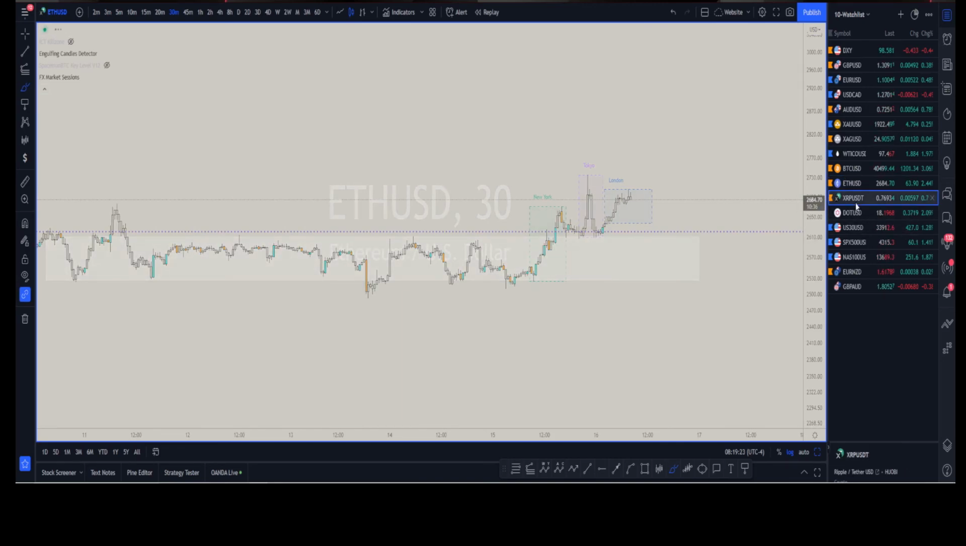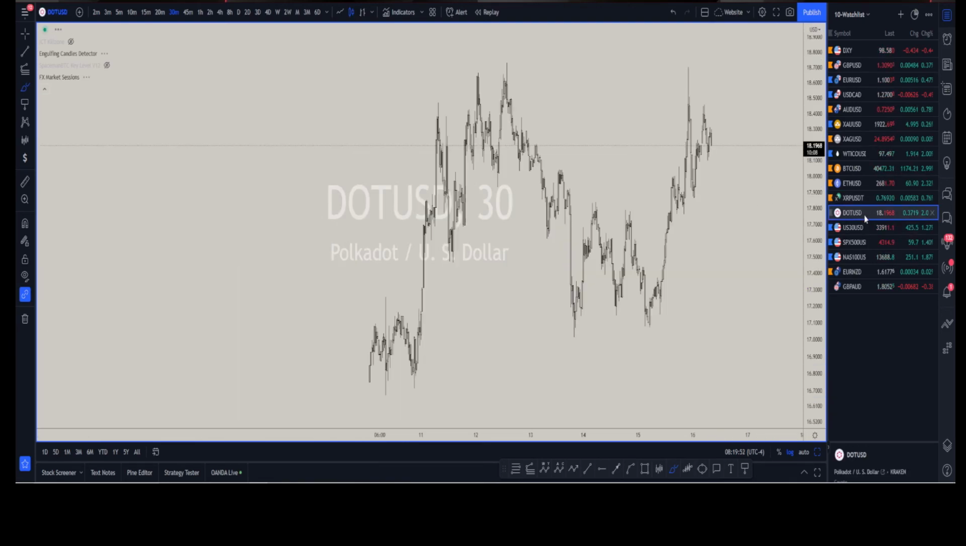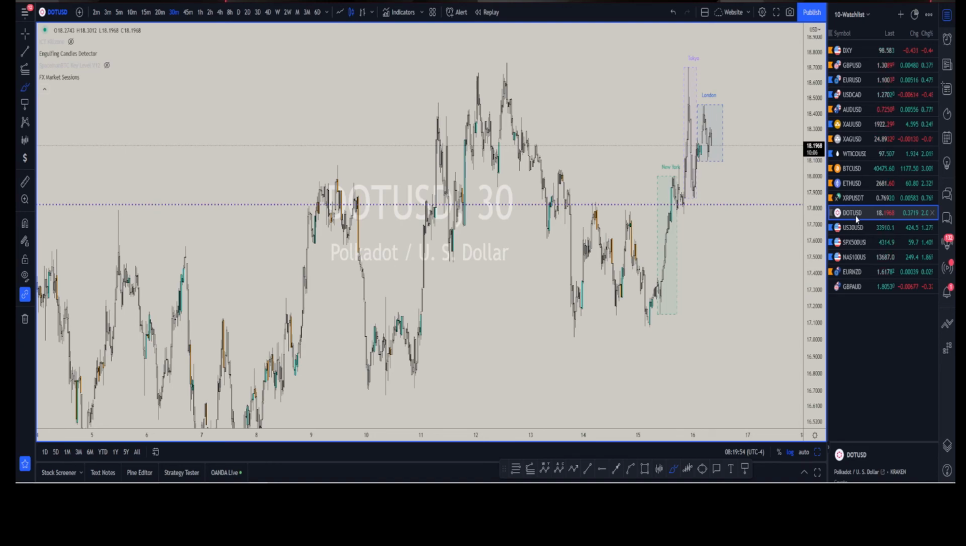And XRP, same thing. As you can see, we are in a consolidating area. That's what happens in FOMC before. It just consolidates and consolidates and consolidates before. See, this was a fake out. So if this was a fake out, where's the dot? The same thing.